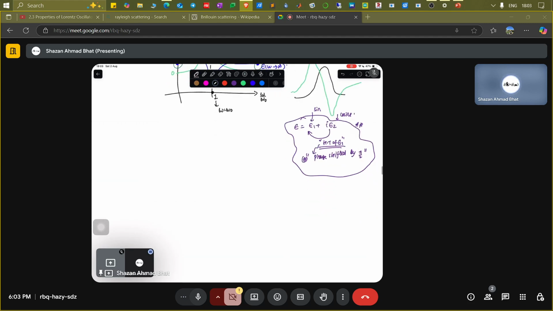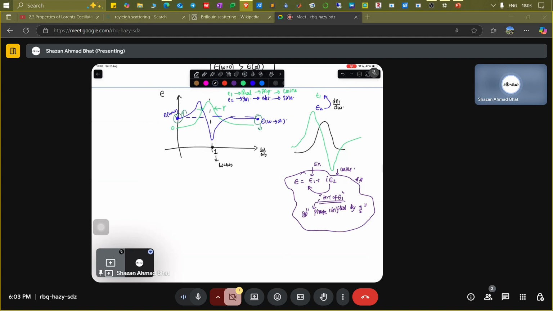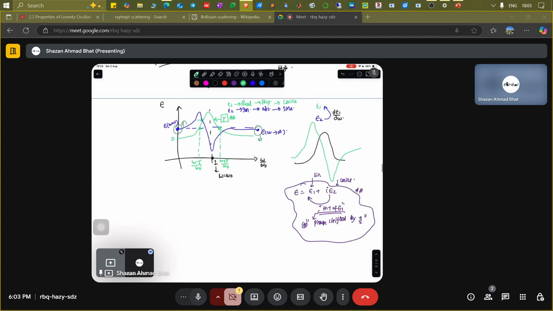Okay, so I said that this particular width basically determines the damping associated. So let's say, for example, this point and this point can be omega minus gamma by omega naught and omega plus gamma by omega naught. Accordingly, you can compute the gamma, which is the damping of the electromagnetic wave.